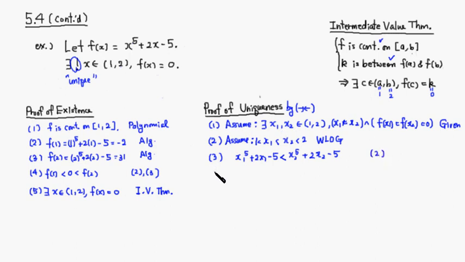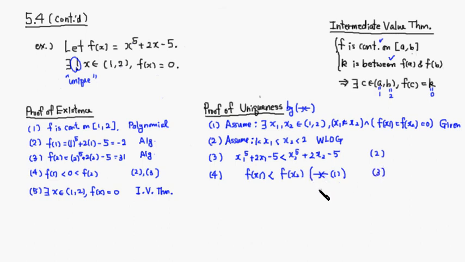Which means that line 4: the left side is exactly f(x1), and the right hand side is exactly f(x2). So f(x2) is strictly larger than f(x1), which is a contradiction because it contradicts line number 1, since f(x1) and f(x2) are both equal to 0, so they are the same number.